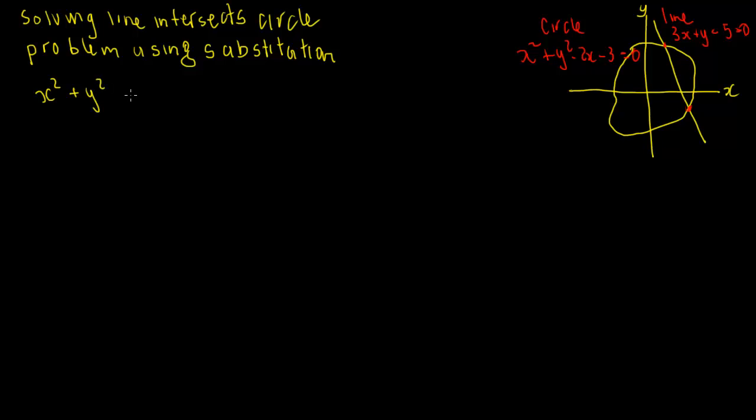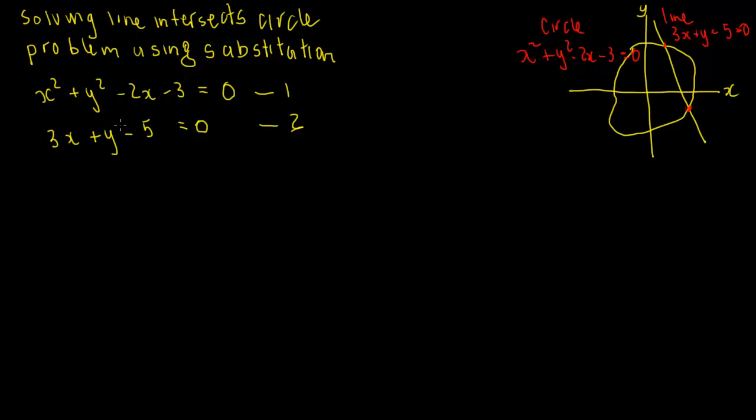y squared minus 2x minus 3 equals 0. And then our equation of our line: 3x plus y minus 5 equals 0. So this is the equation of the circle, equation 1, this is equation 2. So what we're going to do here is fairly classic.